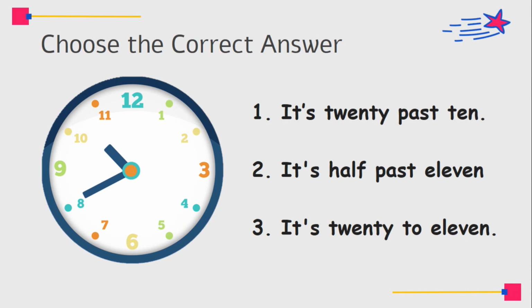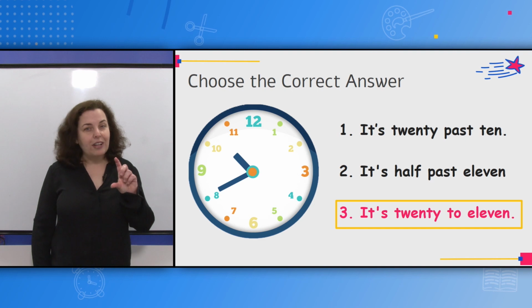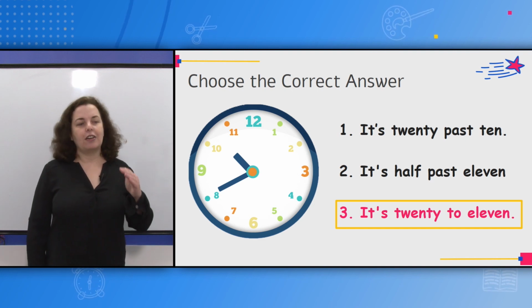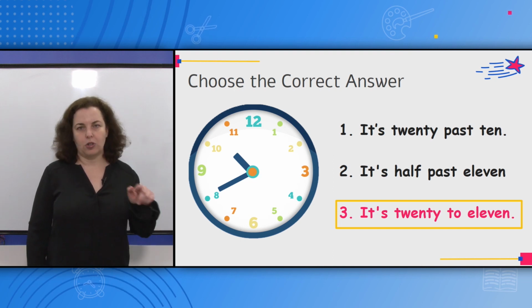What time is it here? You try now. Look at the clock. Option number 1, it's 20 past 10, 20 minutes past the hour 10 o'clock. Number 2, half past 11, means 11:30. Or it's 20 to 11, 20 minutes to 11. What do you think? Perfect! It's 20 to 11. Or another way of saying it's 10:40.